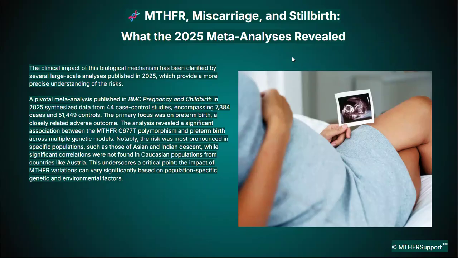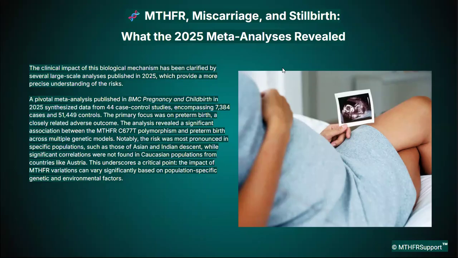A pivotal meta-analysis published in BMC Pregnancy and Childbirth in 2025 synthesized data from 44 case-control studies encompassing 7,384 cases and 51,449 controls. The primary focus was on preterm birth, a closely related adverse outcome. The analysis revealed a significant association between the MTHFR C677T polymorphism and preterm birth across multiple genetic models.